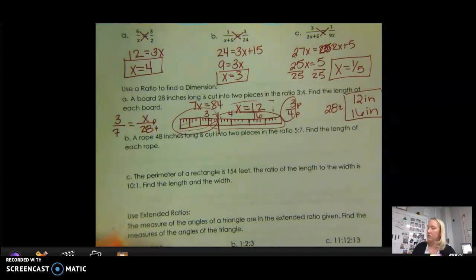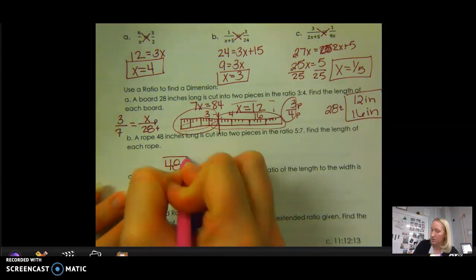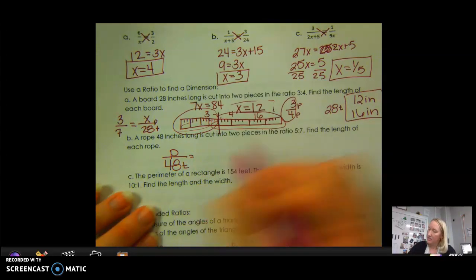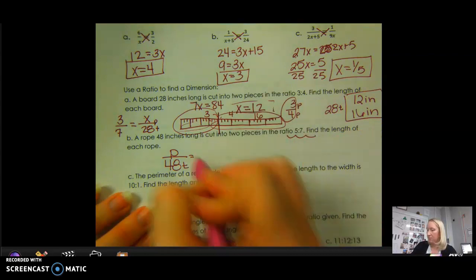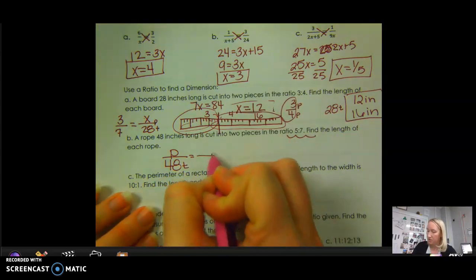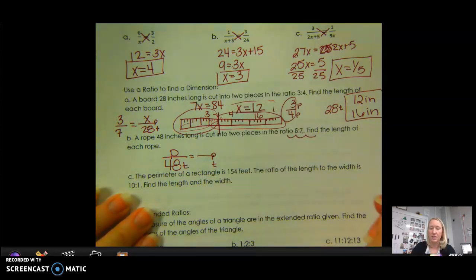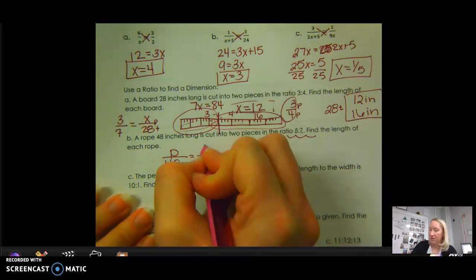Okay, let's try another one. So we have 48 inches. That is a total. They're wanting the part out of that total. It's cut into a ratio of 5 to 7. Okay, so that's a part to part, but we want a part to total. So the total is adding those two together. So 5 plus 7 would be 12. Let's say I want my 5-inch part.